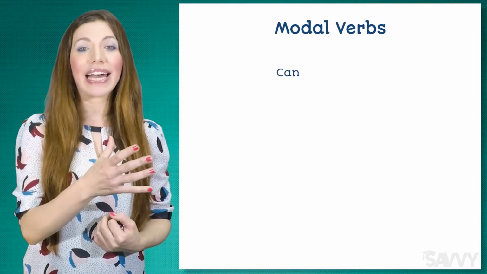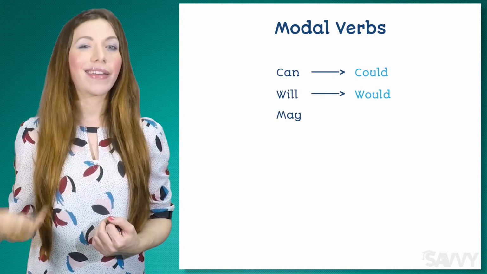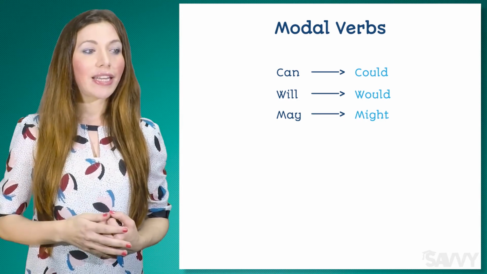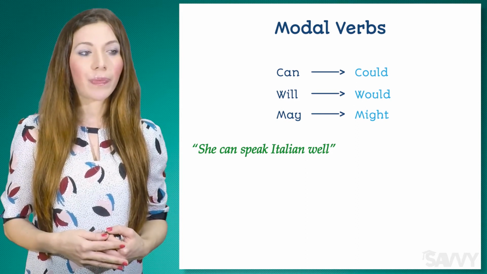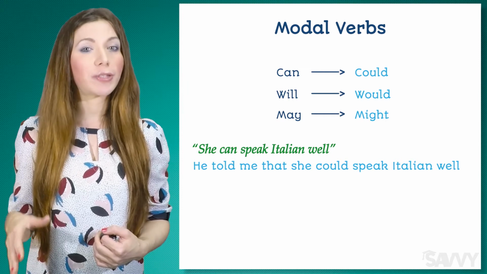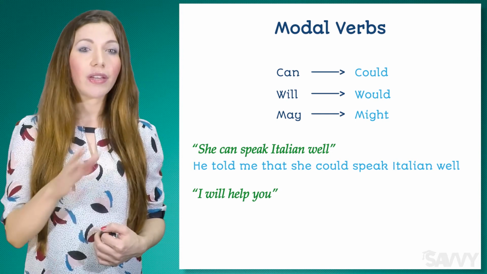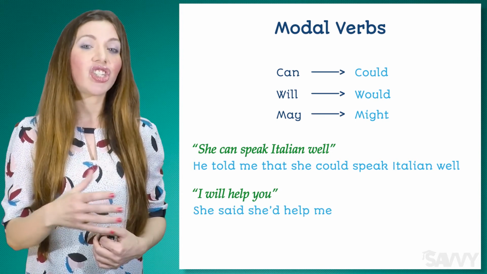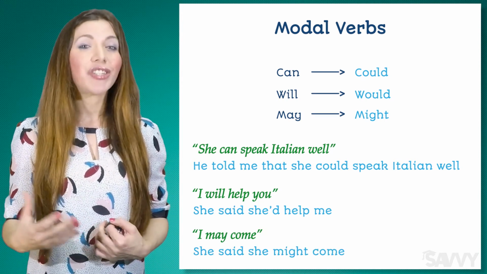We're now going to look at modal verbs and how we change modals in reported speech. So as we said before, can would change to could, will becomes would, may becomes might. So let's have a look at an example. "She can speak Italian well." He told me that she could speak Italian well. "I will help you." In reported speech, we would say, she said she'd help me. "I may come." She said she might come.